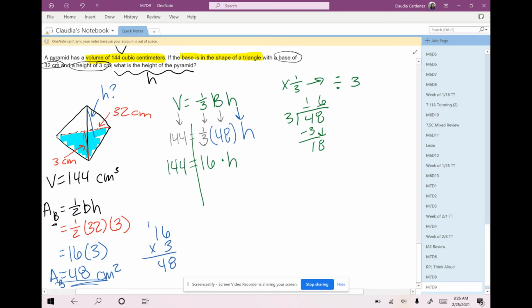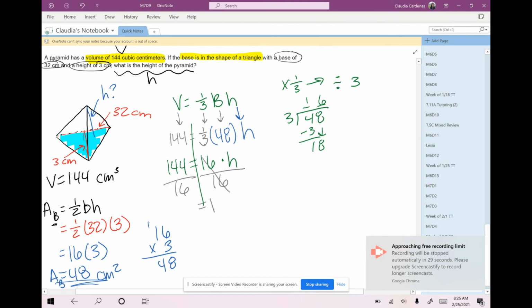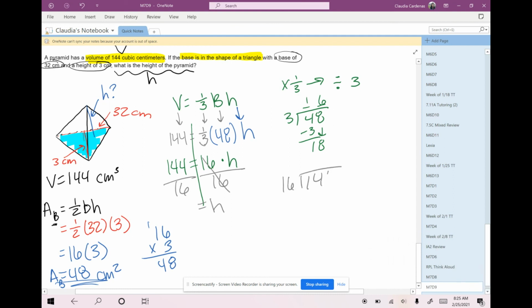Well, if we don't know what the height is, what do we have to do to work backwards? Remember, we have to do the inverse of multiplying, which is dividing. We're going to divide both sides by 16. Let's see, bottom out, top in. So 16 times 7, let's try that. 7 times 1 is 7, 7 times 4... 112. We're getting closer. Maybe 16 times 9... ooh, look at that. 144.